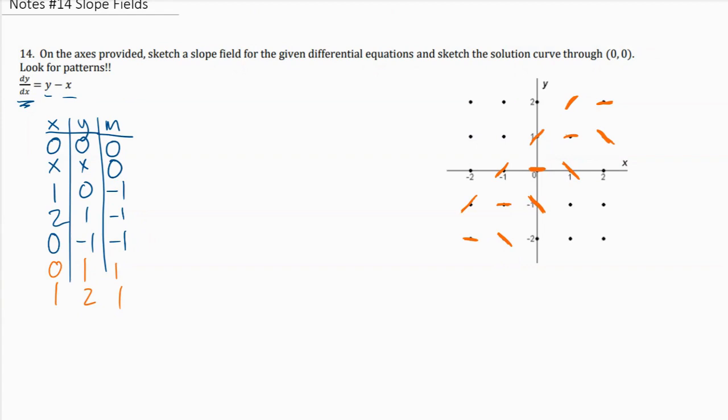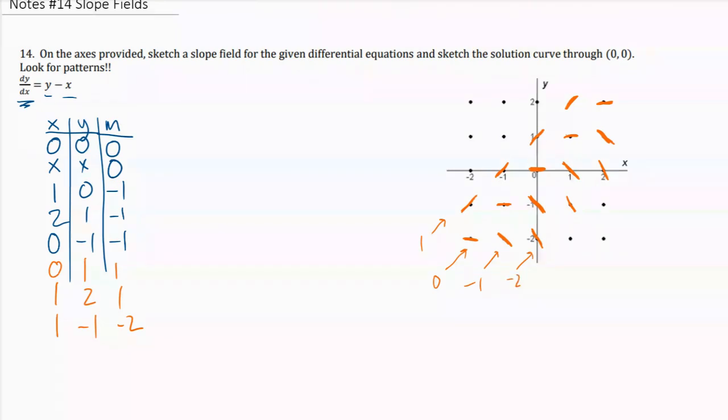All right, so let's test (1, -1). That would be -1 minus 1, which is -2. So my slope is -2. So down 2 over 1, I connect those points. Down 2 over 1, down 2 over 1. And what you should notice is that along this diagonal I have a slope of 1, this diagonal a slope of 0, this diagonal a slope of -1, this diagonal a slope of -2.